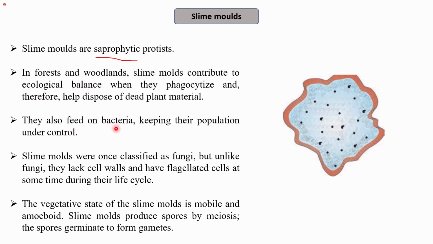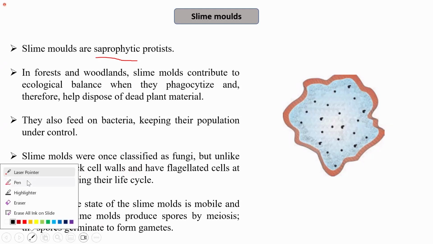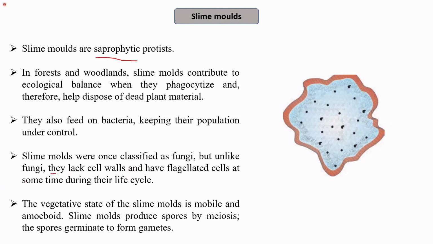They also feed on bacteria, keeping their population under control. They were once classified as fungi, but unlike fungi, they lack cell walls. While fungi, we know, have a cell wall made up of chitin, also known as fungal cellulose, slime molds have flagellated cells at some time during their life cycle, unlike fungi.